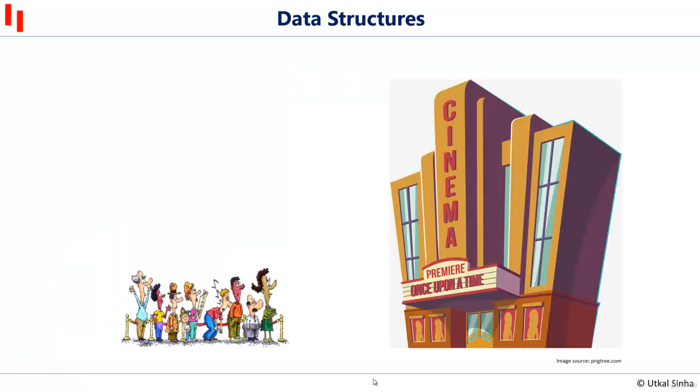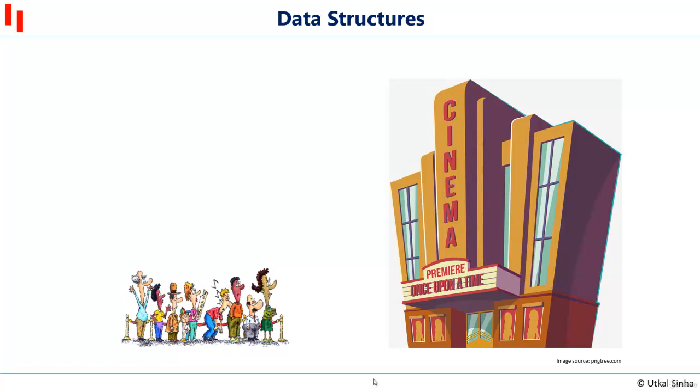For example, in this image, we can see that there are people waiting for their turn to get into the building to watch the latest premiere. Now, if everybody tries to get into the building at the same time, then obviously there will be chaos and fights, and it's not fair.